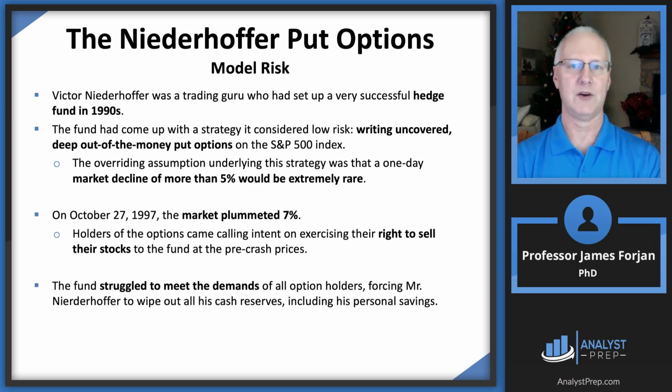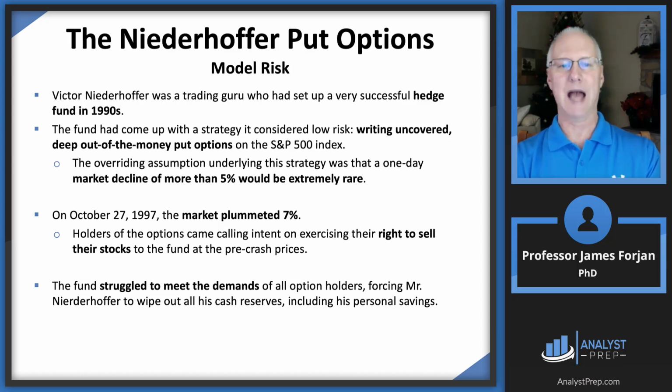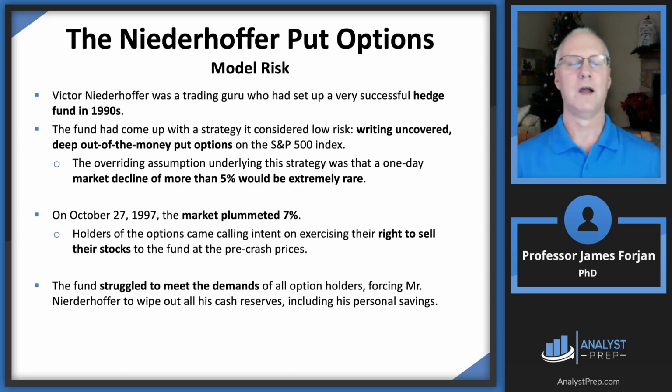How about this Niederhoffer put option model risk example? This guy, Victor, had a successful hedge fund in the 1990s. What he would do is write uncovered, which means he didn't own the share of stock, out of the money put options on the S&P 500 index. Let's suppose the S&P 500 index is 3,000, and we write this out of the money put option with an exercise price of, I don't know, 2,800 or 2,900.